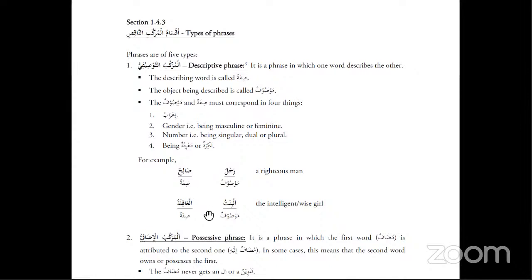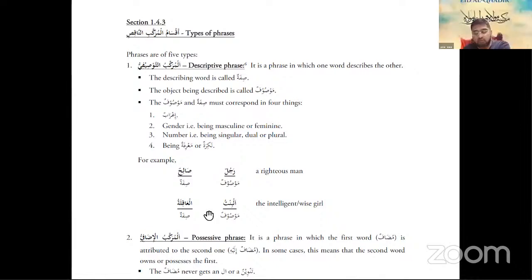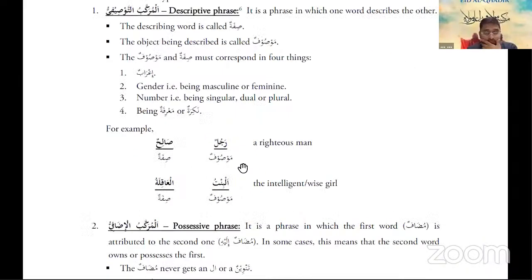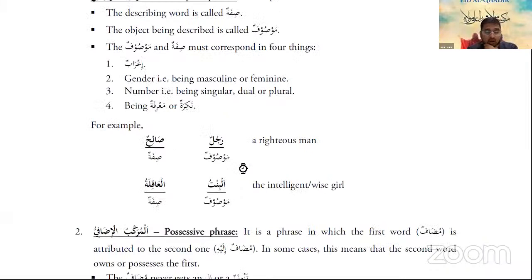Al-bintu al-aqilatu. This book has been very small. Al-bintu al-aqilatu, the intelligent, wise girl. So al-bintu is mawsuf, the noun, and al-aqilatu is the adjective.